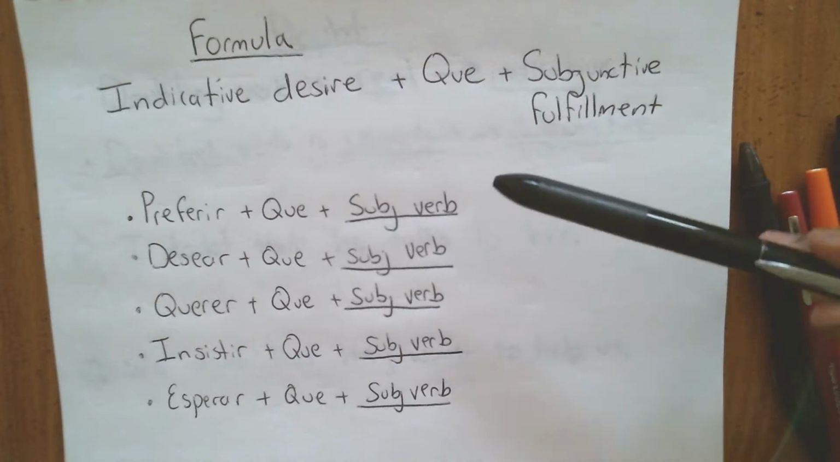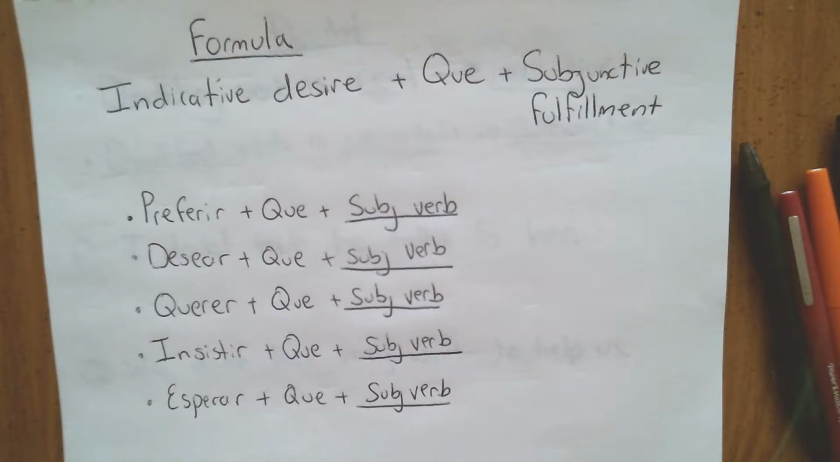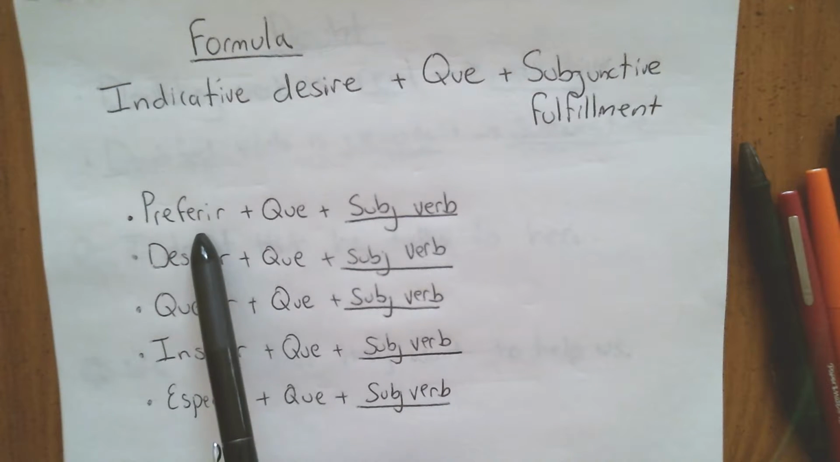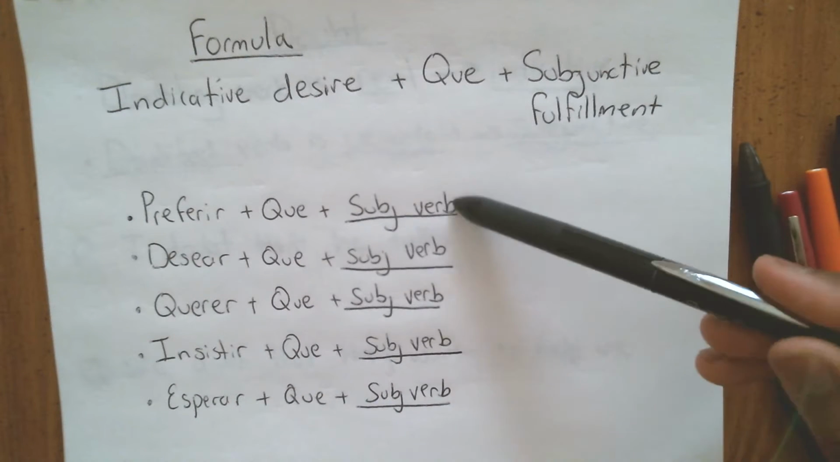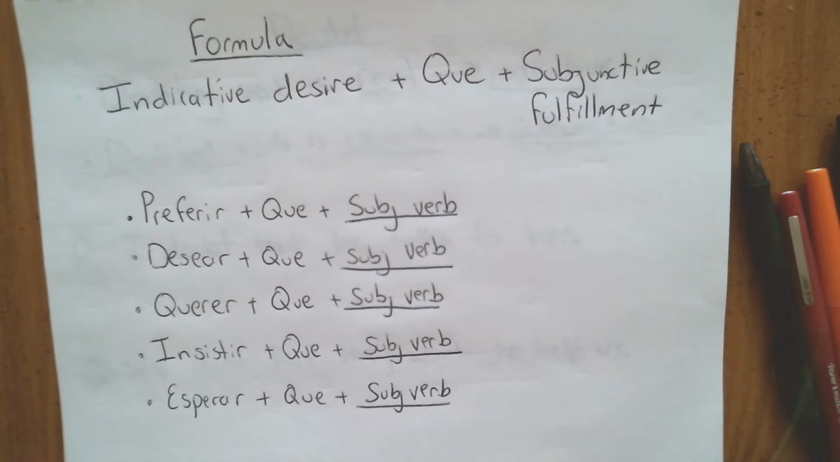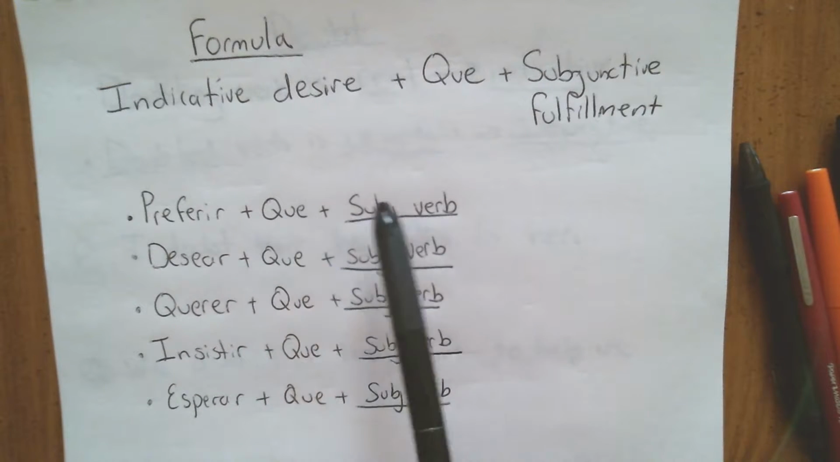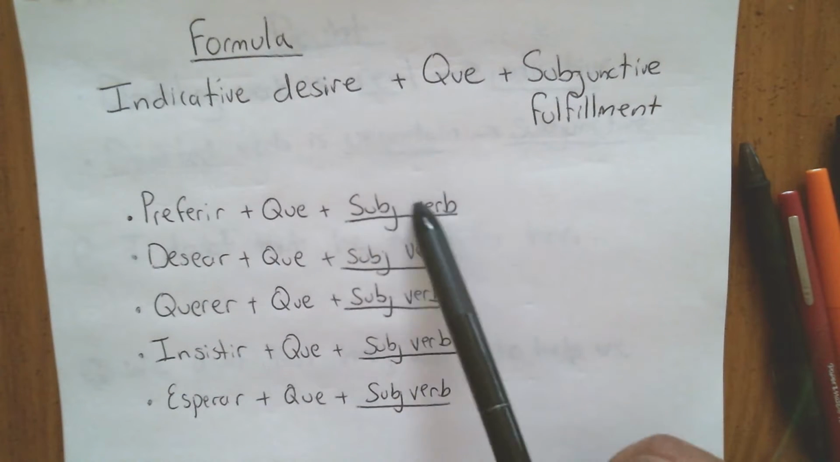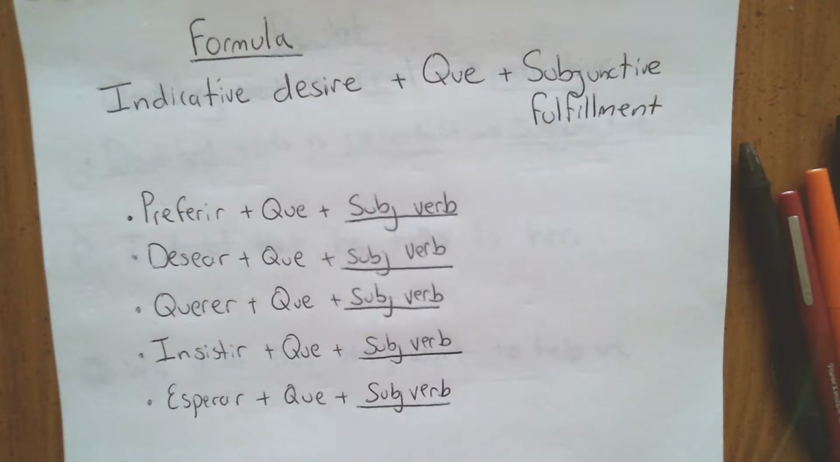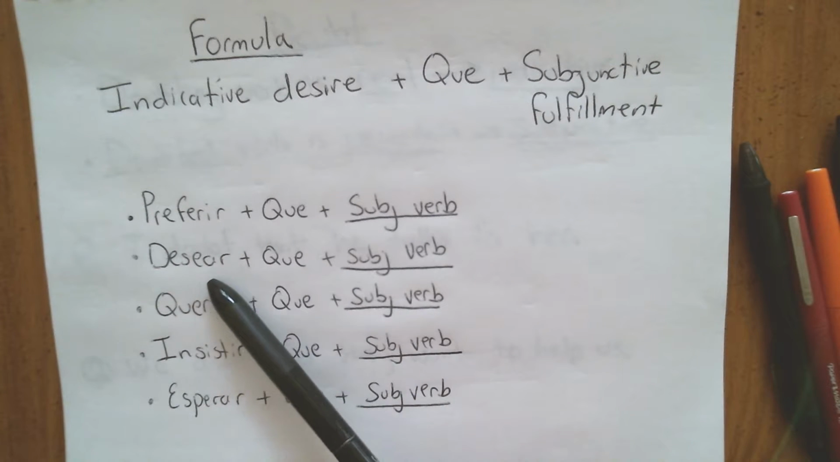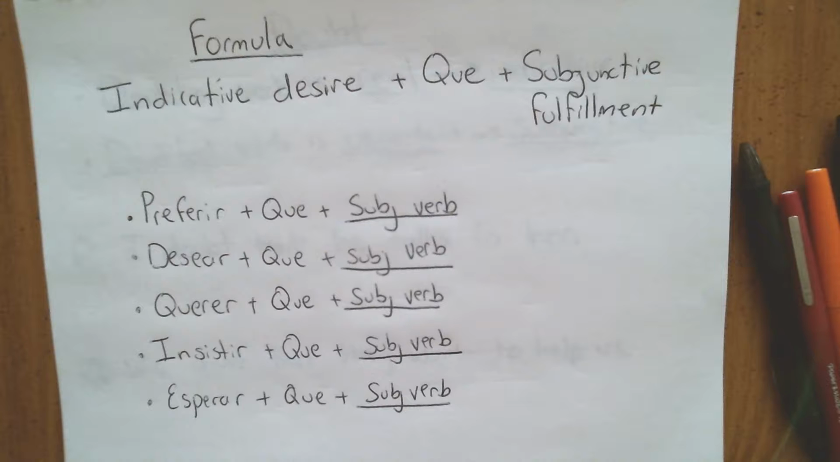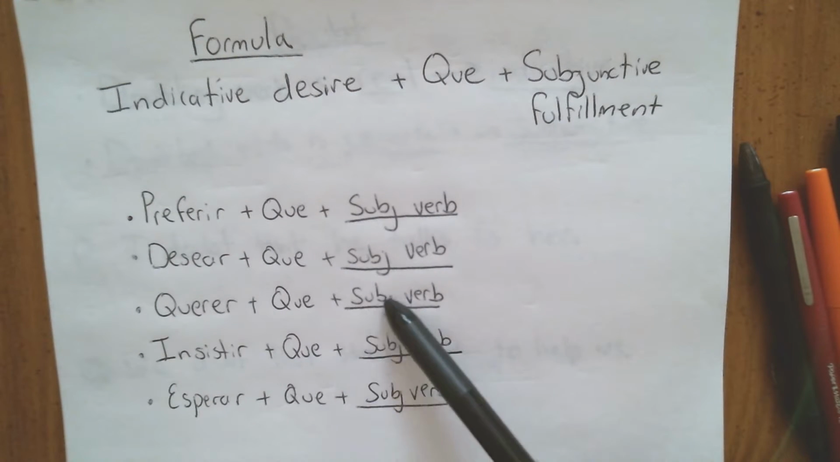And so these are some typical phrases that will end up in you using the subjunctive. Preferir plus que plus verb, which means to prefer that. And then your verb over here is usually in the subjunctive. Like if I say, I prefer that you write, the you write would be a subjunctive verb because I expect you to write. I don't know for sure if it's happening right now. Desear plus que plus subjunctive verb. I desire that you write. That one's pretty straightforward because it's the word desire. I want you to write.